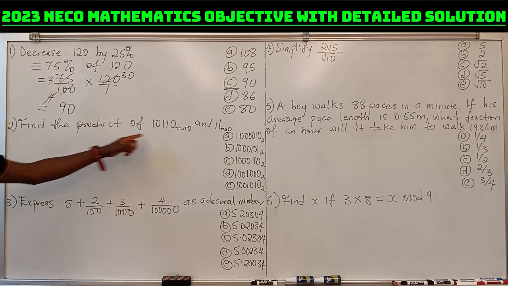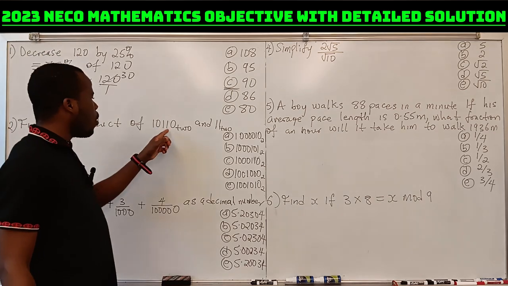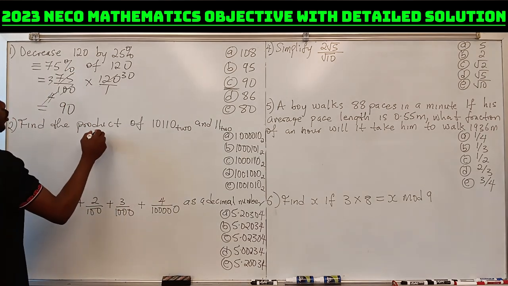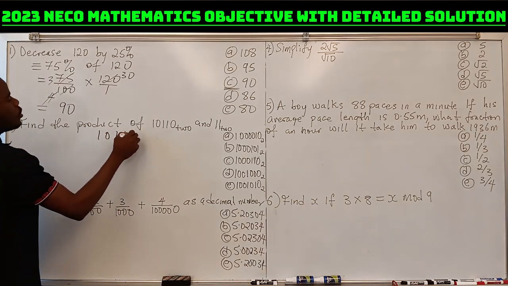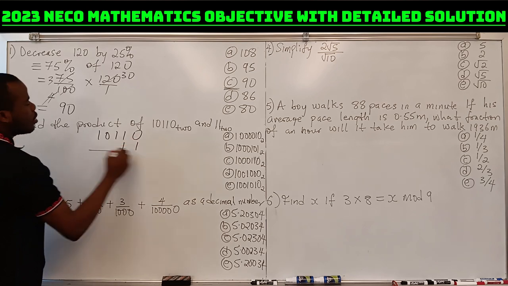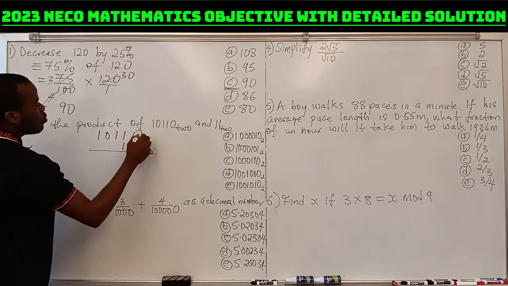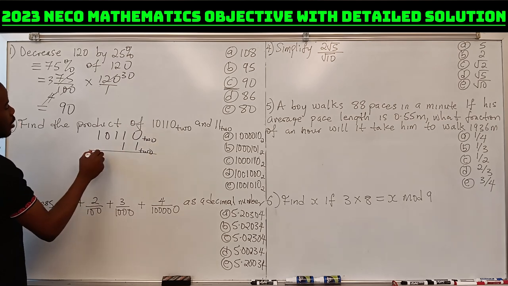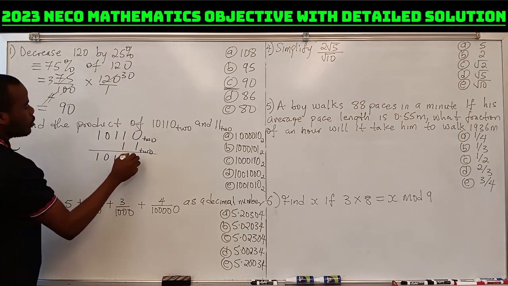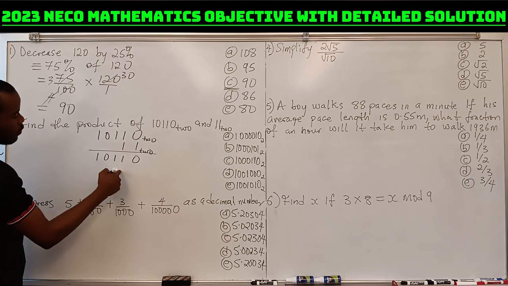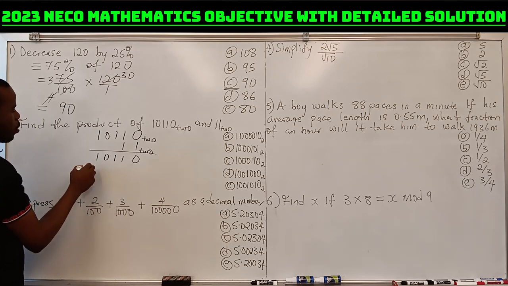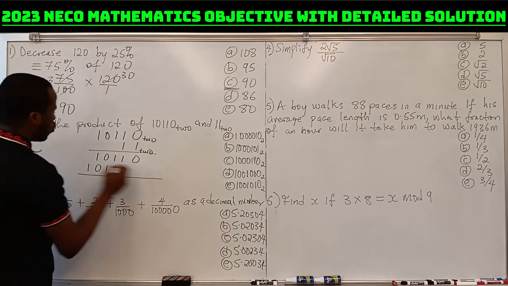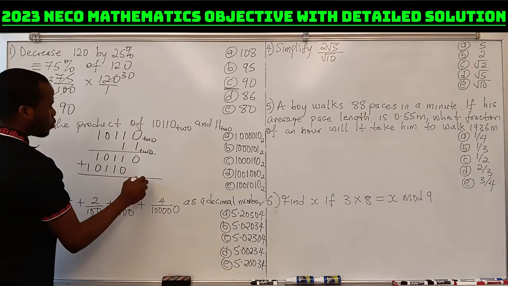Question 2 says find the product of 10110 and 11 in base 2. So 10110 multiply 11, all in base 2. If you times this, it's just repeated 10110. And the same thing, we start from here to be 10110. So we add this in base 2.